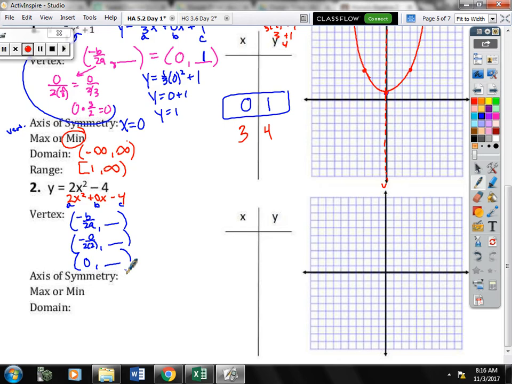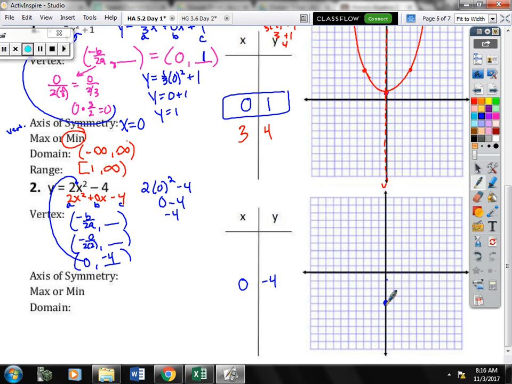And then again, to find out what this blank is, we're going to plug 0 in for x. So 2 times 0 squared minus 4. Follow order of operations. 0 squared is 0. 2 times 0 is 0. 0 minus 4 is negative 4. So my vertex would be 0, negative 4.